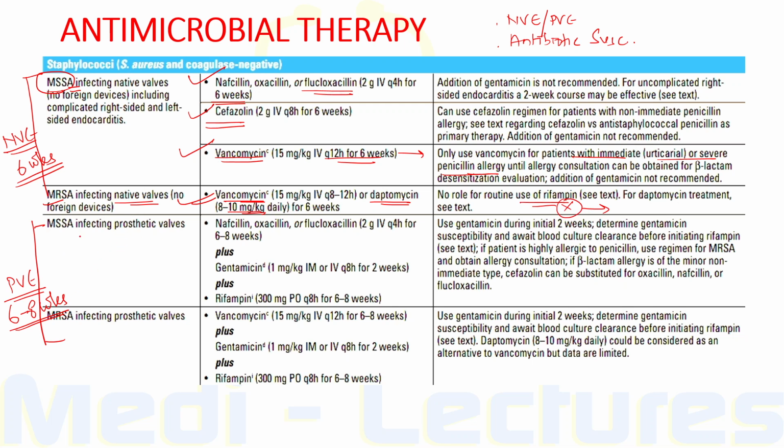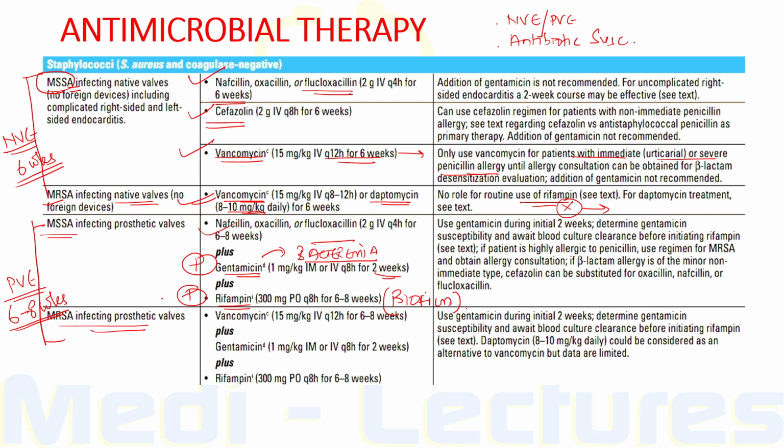Now for prosthetic valve endocarditis, if MSSA is there, again nafcillin, oxacillin plus flucloxacillin. Along with this, gentamicin will be given for 2 weeks. This is to reduce initial bacteremia, and along with this, we will also give rifampin. Now, what is the rationale for giving rifampin? This will kill staphylococcus embedded in biofilm which is adherent to the foreign material like prosthetic valve. So rifampin is given for biofilm.